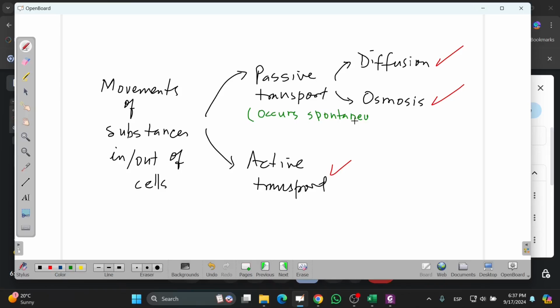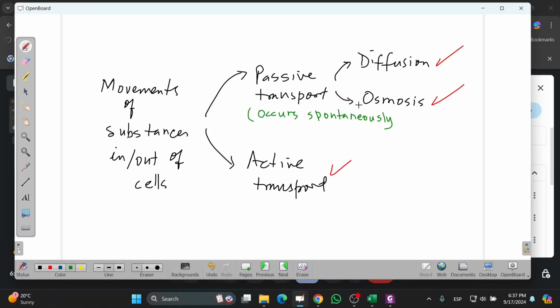How do you spell this word? Like this, spontaneously. Maybe you can help me out with this.